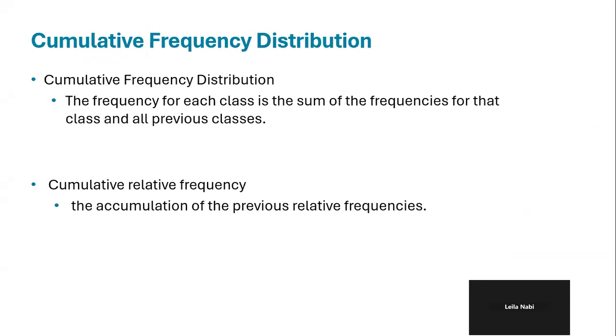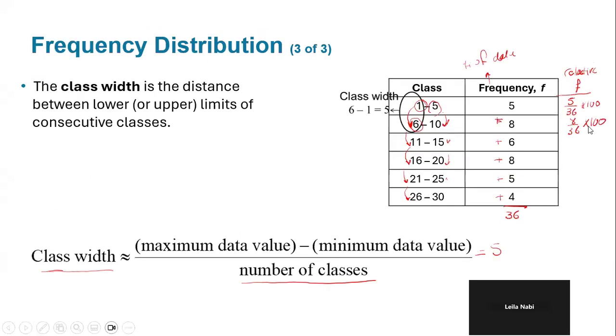Another part of the frequency table is called the cumulative frequency distribution. To find the cumulative frequency distribution, we need to add the frequency of each class to the frequencies of all the previous ones. For example, I go back to this. The frequency of the first class is 5. Keep it the same because there are no previous classes for this one.